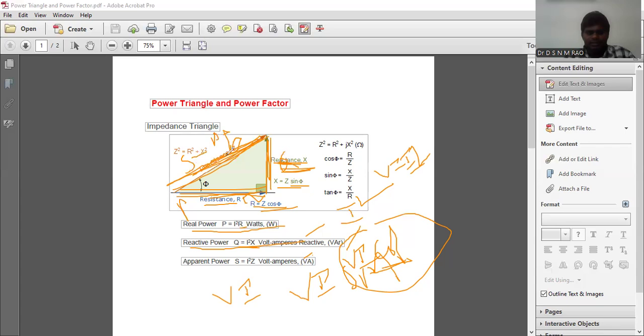S equals I square into Z, as we know. By multiplying the three sides of the impedance triangle by I square, the power triangle is obtained. I square into Z can be written as I into IZ, and IZ is nothing but V into I. So in this way, the apparent power formula is S equals I square Z or VI. Similarly, reactive power equals I square X or VI sin phi, and real power P equals I square R or VI cos phi.